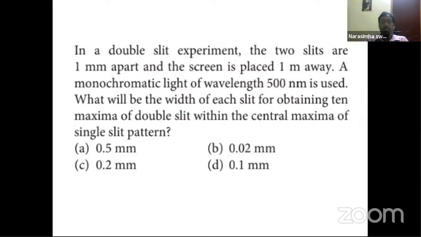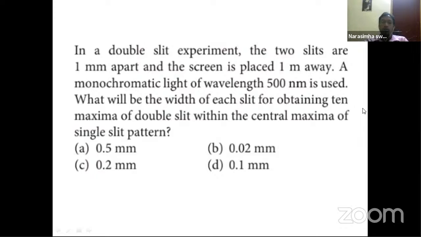What will be the widths? The fringe width they are asking, for 10 maxima of the double slit and for the single slit pattern. How much will it be for the single slit pattern? So a monochromatic light is used. What will be the width of each slit for obtaining 10 maxima of a double slit within the central maxima of the single slit?